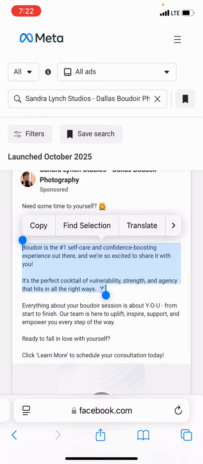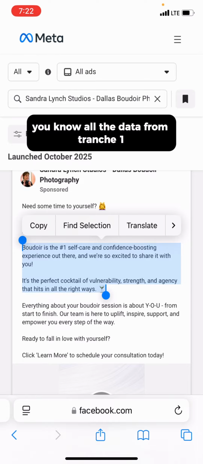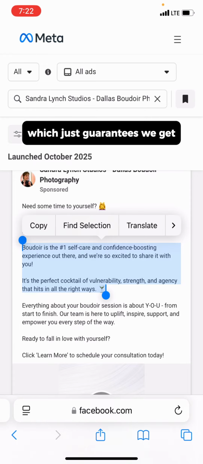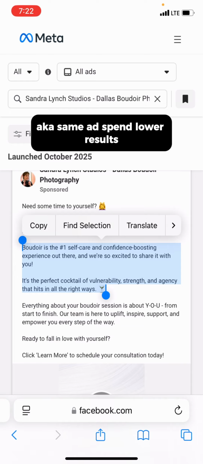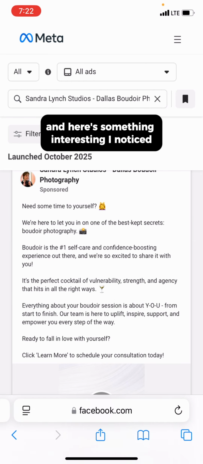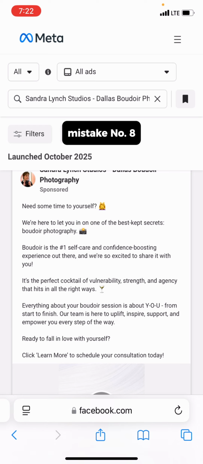And all the data from tranche 1 means our ads go to worse prospects for tranche 2, which just guarantees we get lower results from tranche 2, aka same ad spend, lower results. And here's something interesting I noticed before we go to the next mistake, number 8.